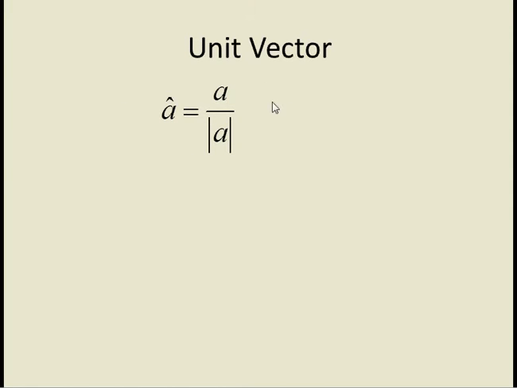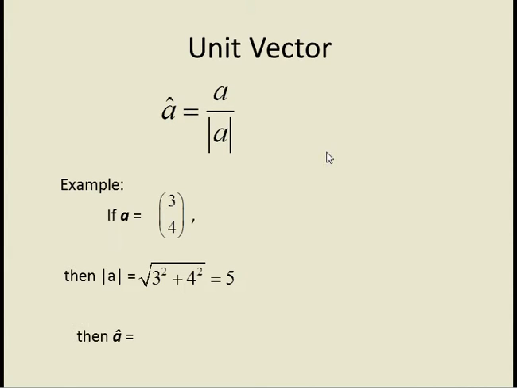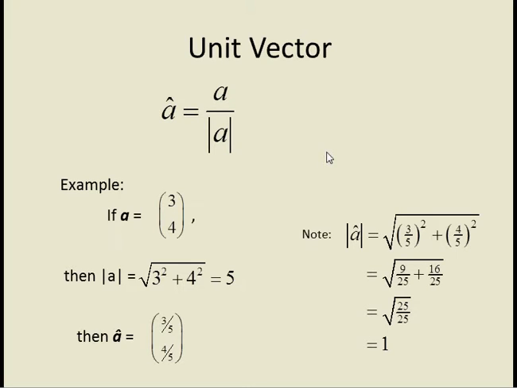Okay, there's the formula for getting a unit vector. It's the vector divided by its magnitude. For example, take vector (3, 4). The magnitude of that is 5, so the unit vector is (3/5, 4/5). Now just to check, the magnitude of A hat is the square root of (3/5) squared plus (4/5) squared. Take the square root, and when you do that, you get 1. Awesome, it works.